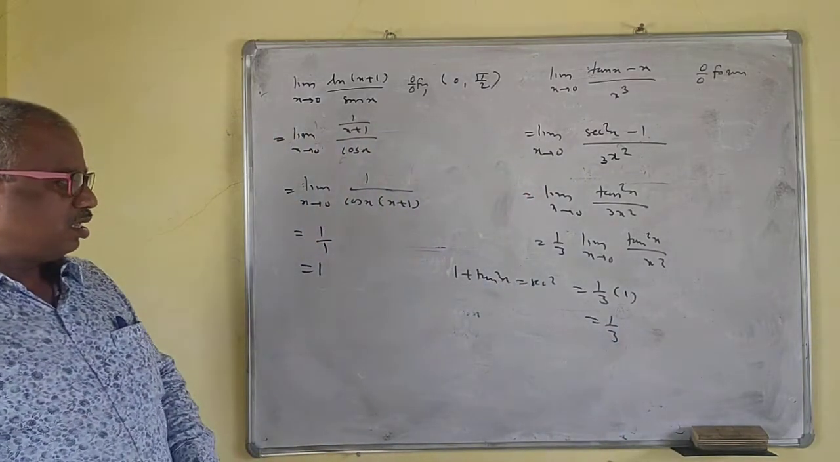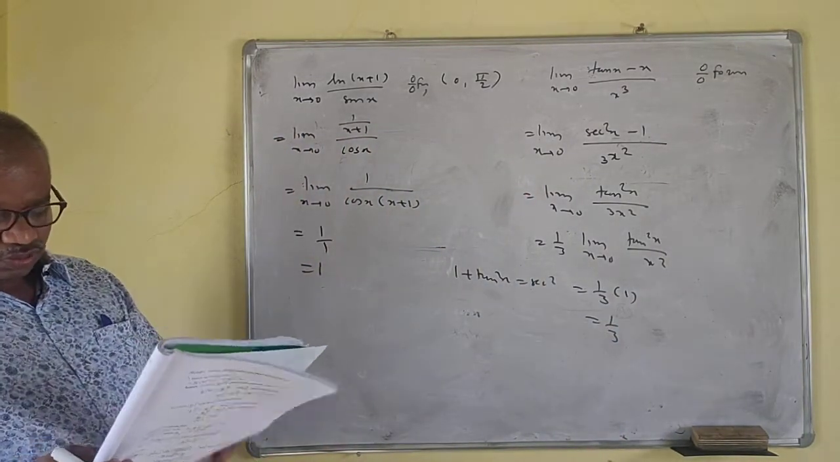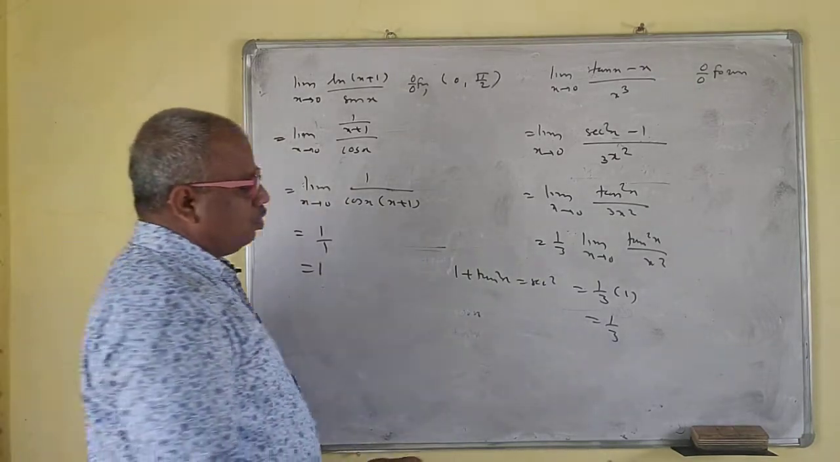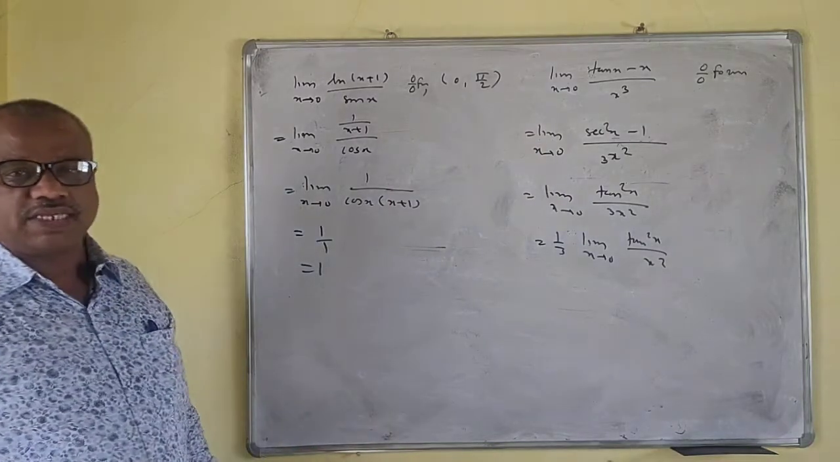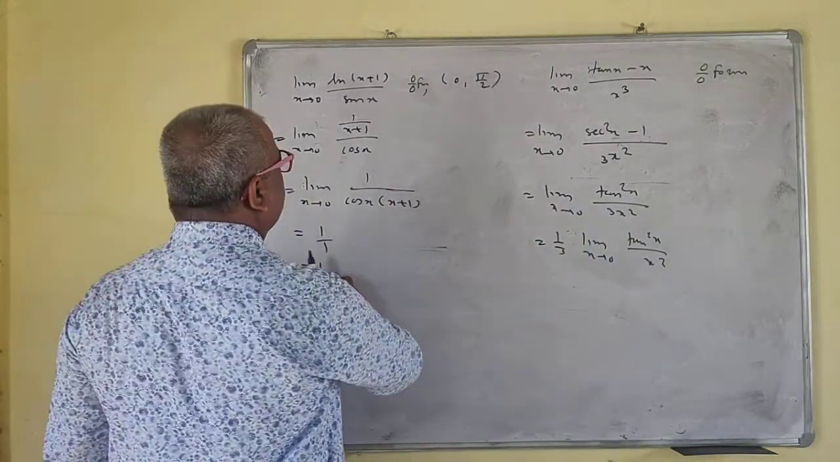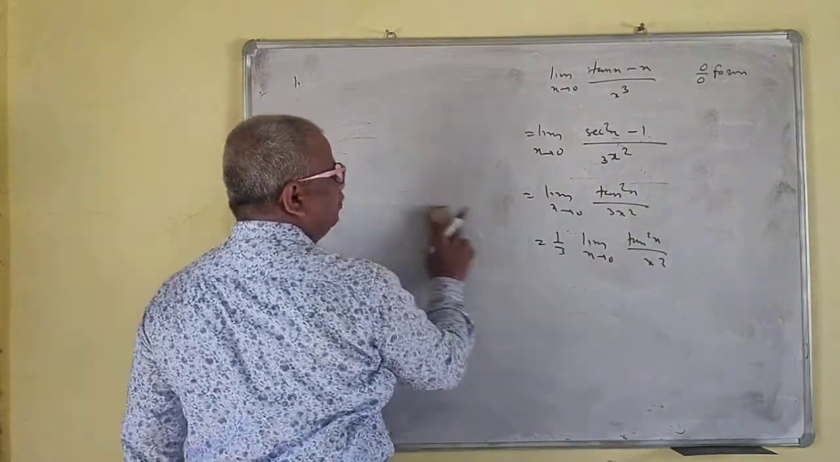Instead of taking the derivatives of this, you may write it like this also, because you are familiar with the limit x tends to 0, tan square x upon x square is 1. Okay. So that also you can use here.